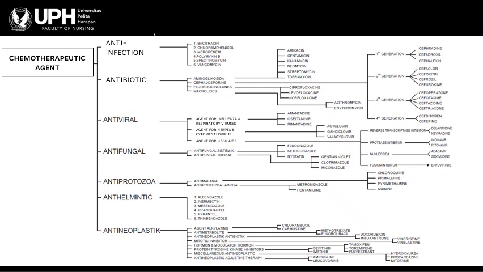Now let's begin. So we have what we call chemotherapeutic agents. Chemotherapeutic agents consist of anti-infection drugs, antibiotics, antiviral, antifungal, antiprotozoa, antihelminthics, and antineoplastics. So these are all the medications that you can see. If there is language in Indonesian that you do not understand, feel free to contact me, and I'll be happy to help you. So these are all the medications classified as chemotherapeutic agents.